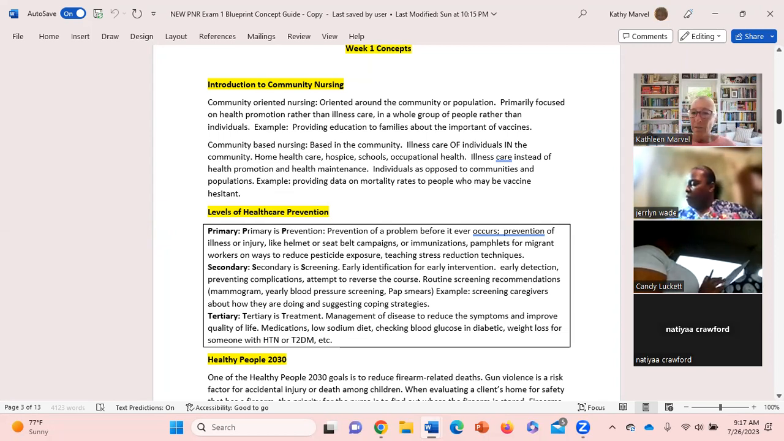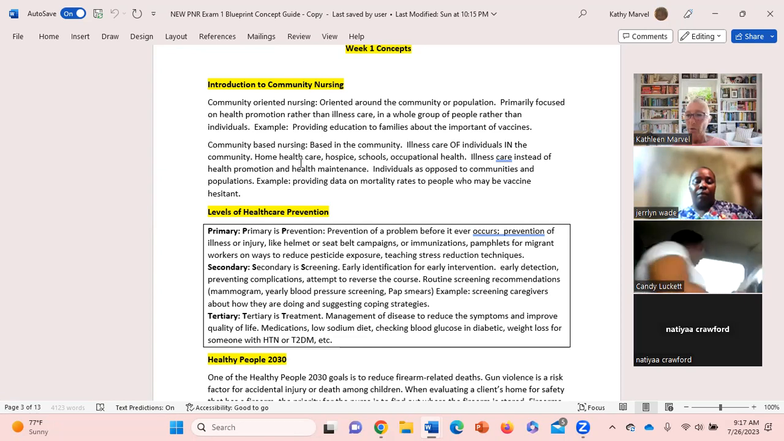So let's say you're given a scenario and I've given you examples here. Community oriented nursing, we know that that's the big picture, right? We want to get oriented to the community, meaning we're looking at the whole population. Versus community based, we're working in the community. That's where all those roles come: the school nurse, the home health nurse, the hospice nurse, the occupational health nurse, right?